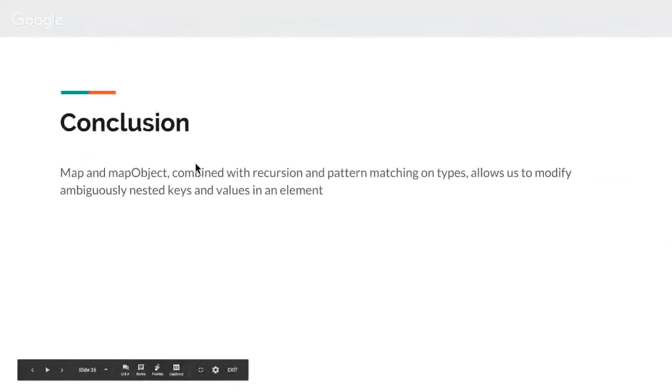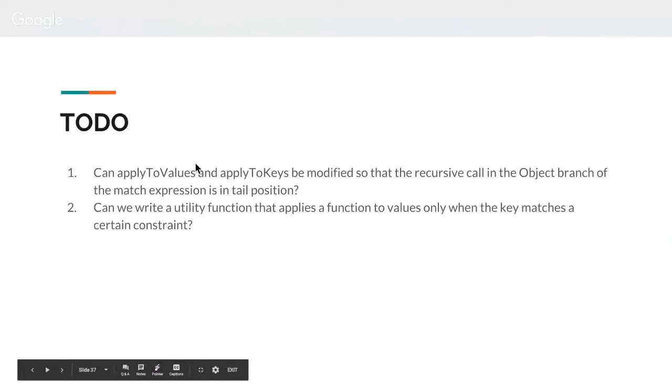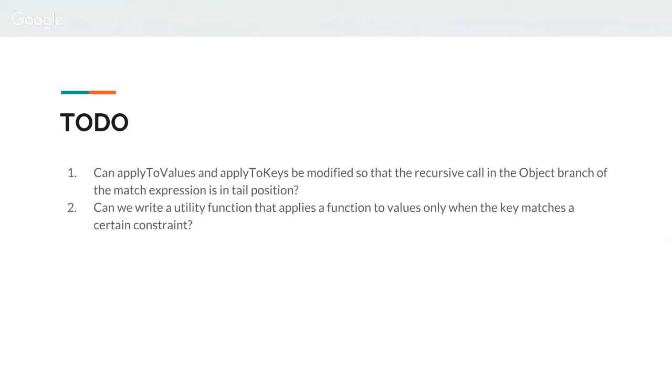Here we go. To do: can apply to values and apply to keys be modified so that the recursive call in the object branch of the match expression is in tail position? This is something I haven't tried yet. I'd be interested to know if anybody else has, but it's something that I've been thinking about recently. I just haven't dug too deeply into it.